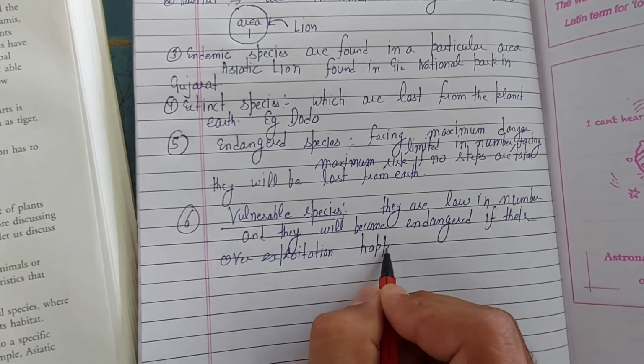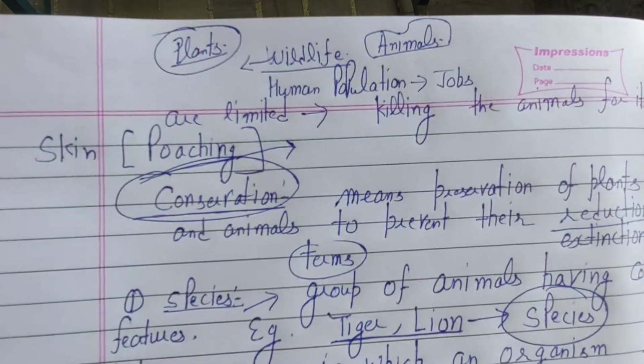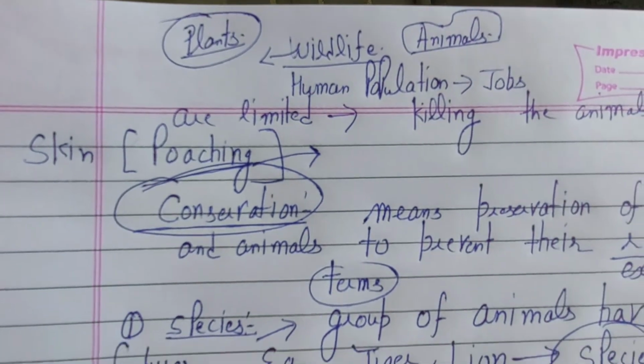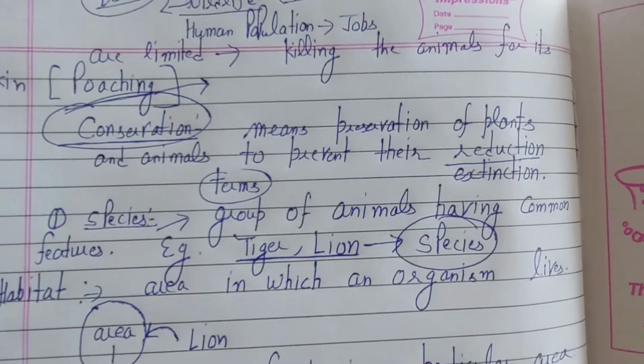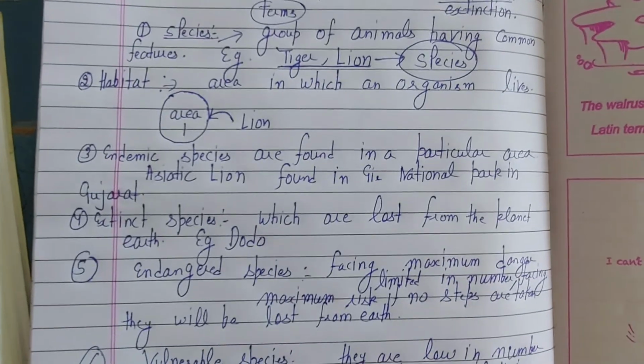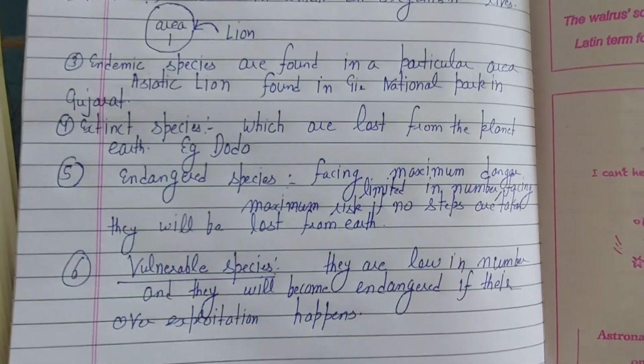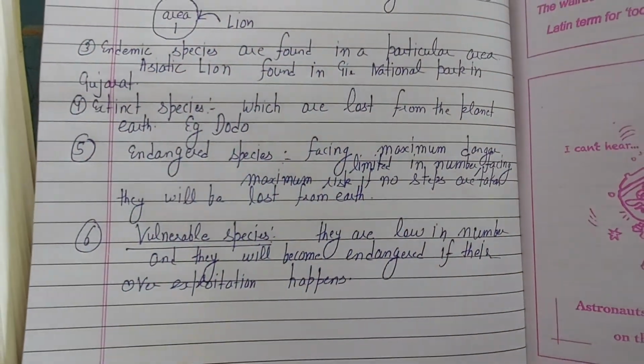So this is all for today. These are the terms you should remember. We have discussed the poaching concept, the conservation concept, species, endemic species, extinct species, endangered species, and vulnerable species.